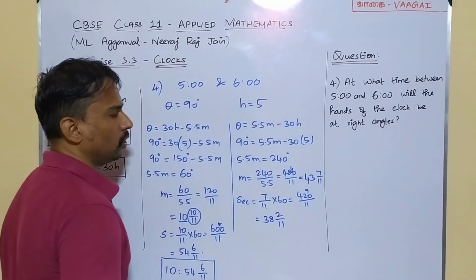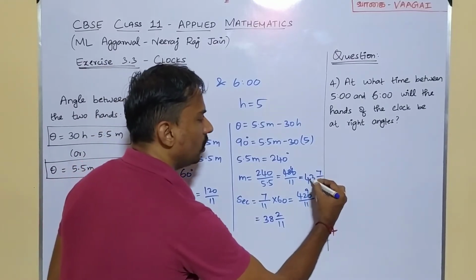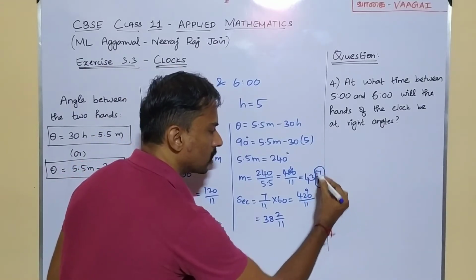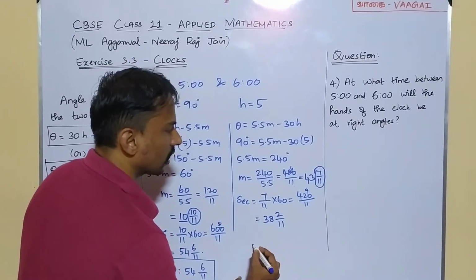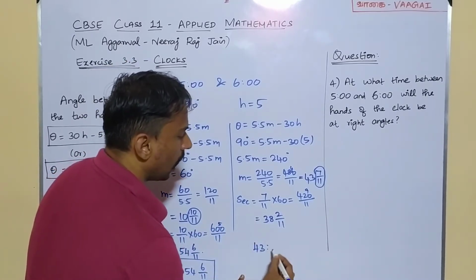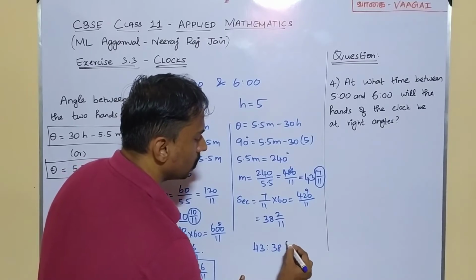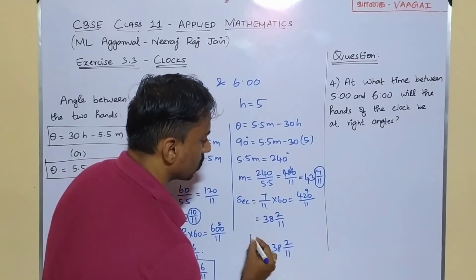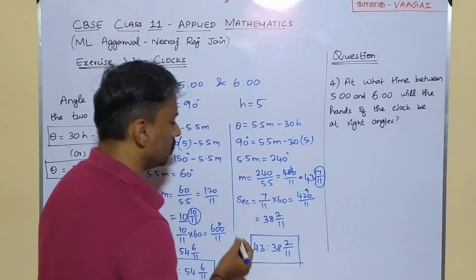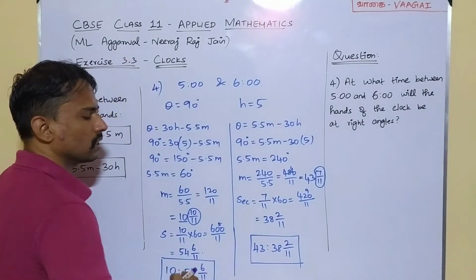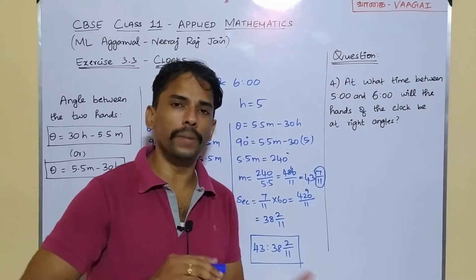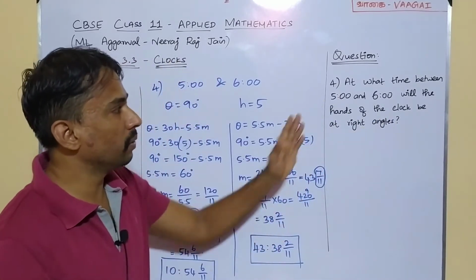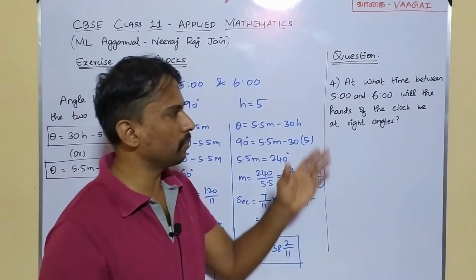Here again, if I want to present it in the same way, this is 43 minutes and 7 by 11 minutes presented like this. So if I want to present my answer, I will write it as 43 minutes and 38 2 by 11 seconds. So these are the two instances where our hands will be at right angles between 5 and 6, because our timing is between 5 and 6.